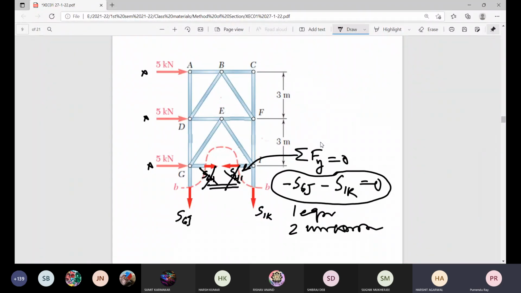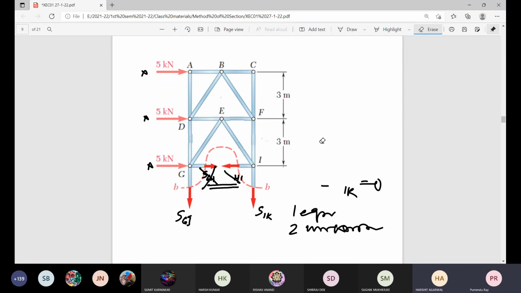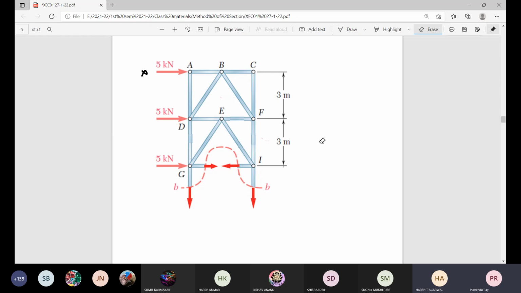So that's why you need to consider sigma M equal to 0 about some suitable location where, out of 4 unknown forces, 3 are eliminated automatically. And for that, the suitable location is either the joint G or I. Either of these will give you one solution. For G you will get this, for I you will get this one. Once any of them is solved, then sigma Fy equal to 0 will very simply give you the other force.